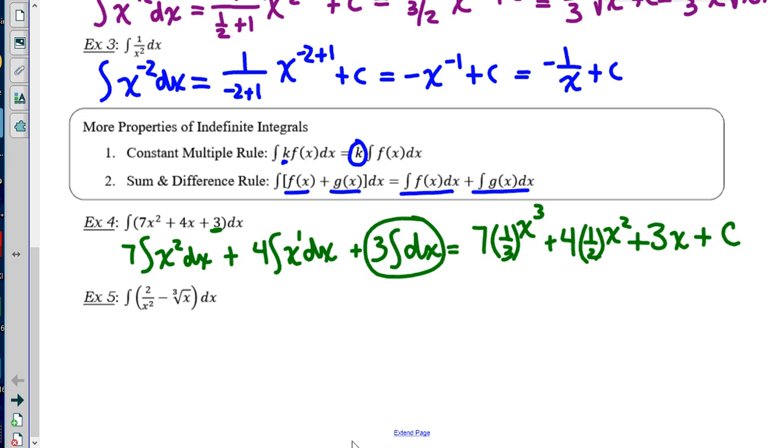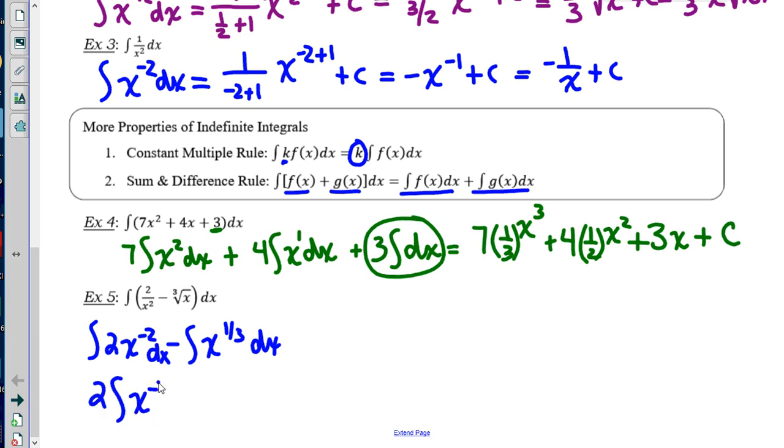Our next one, we do need to rewrite calculus friendly before we can start. And we have that that is 2x to the negative 2. And then we have this integral of x to the 1/3. I forgot my dx on the first one, sorry. And so from here, again, I can pull this 2 out. And once I have it rewritten, I can go ahead and find my antiderivative. So again, that 2 is going to stay there.